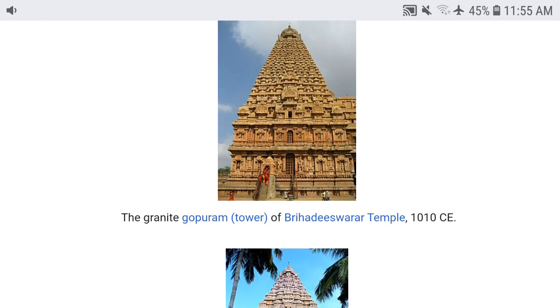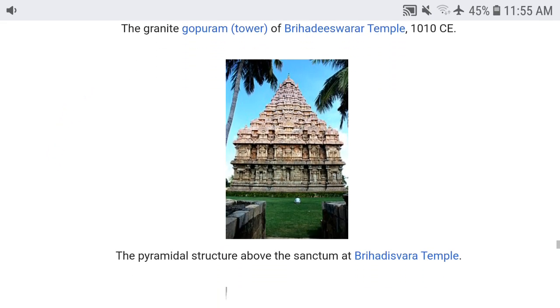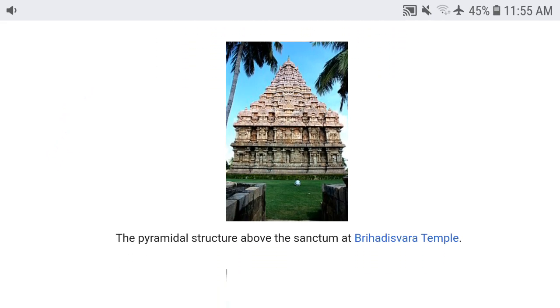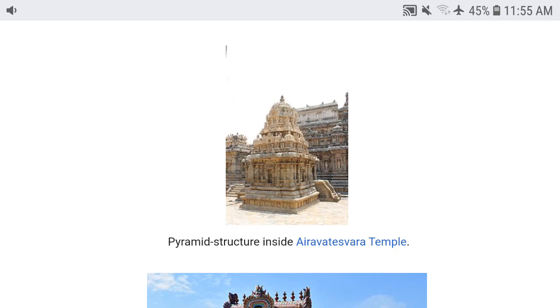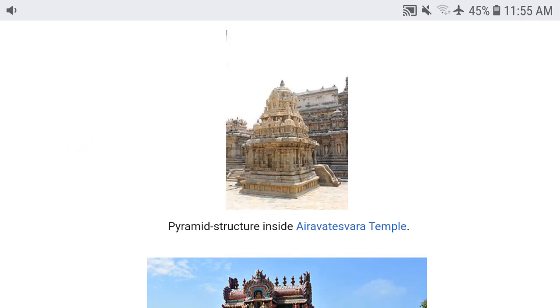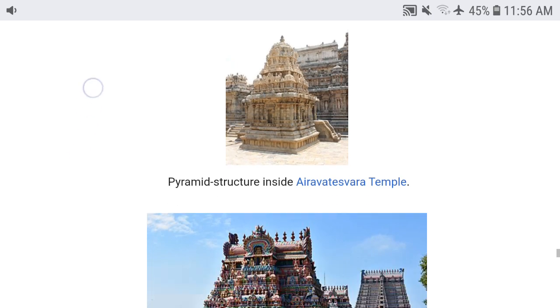But yeah, there you go. That's in India, I think. The pyramidal structure above the sanctum at the temple. Okay, so this one, another one. And then this one as well, pyramid structure inside the temple. Basically this is all temple, right? Because this is used for religious stuff, I think. Therefore, that's why it's called temple, right?